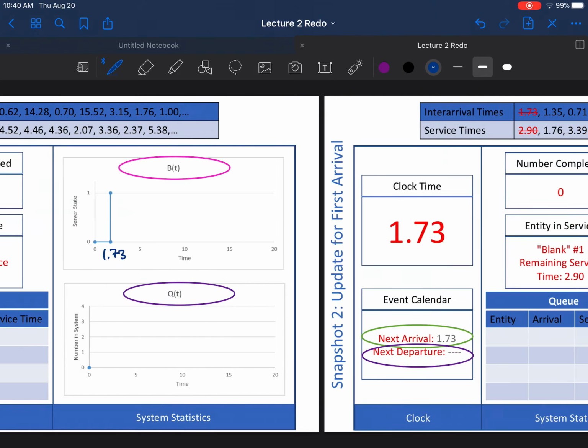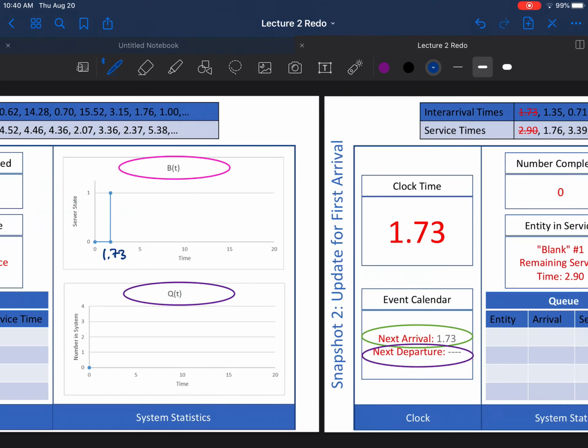Q of t is the same way, right? So Q of t, if we get to that, again, at that same time point of 1.73, this is going to have to go up to 1. And we see that's what happens. Because at 1.73, just like up here at 1.73, suddenly we had an arrival, so now we have one part in system.